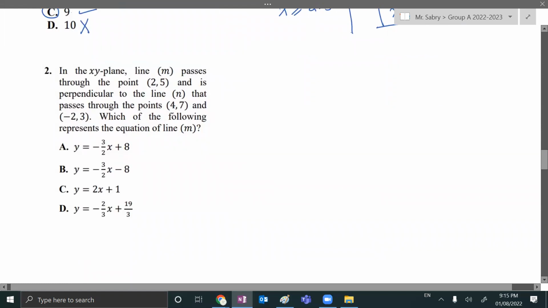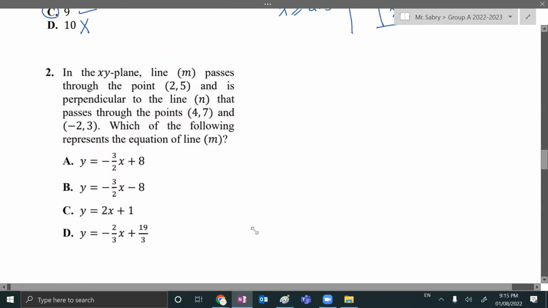Let's try number 2. It says in this XY plane line M.